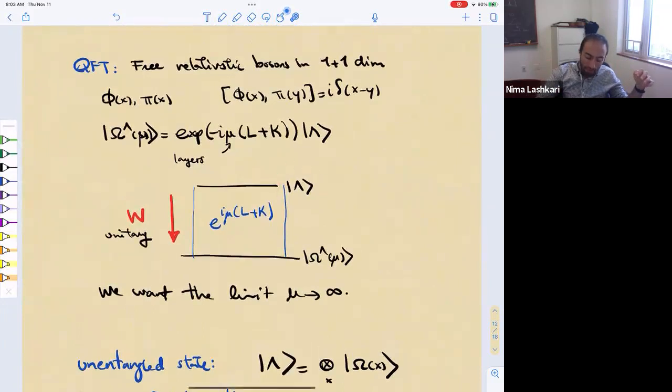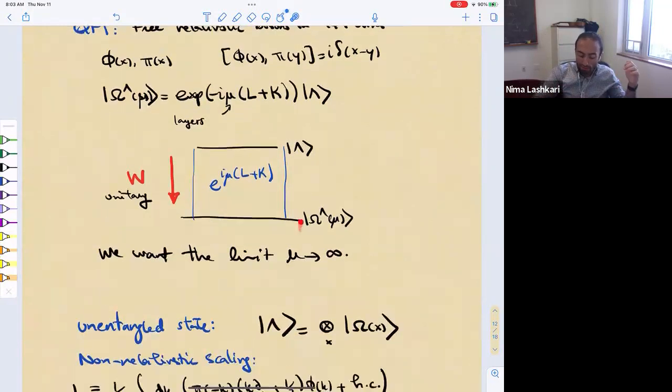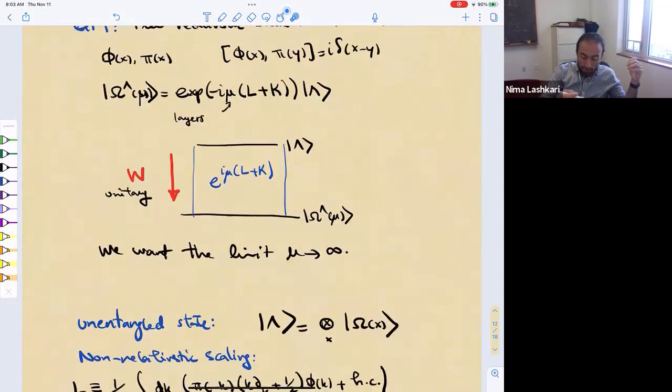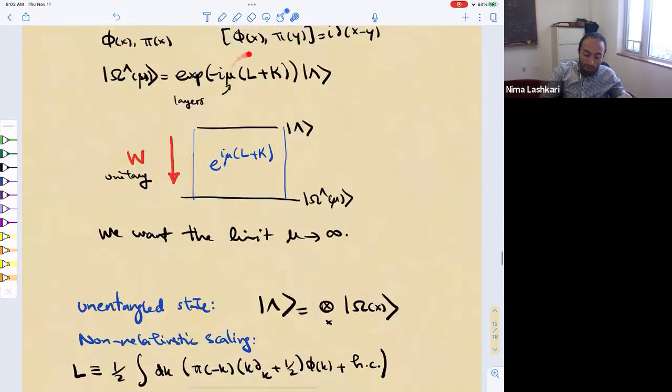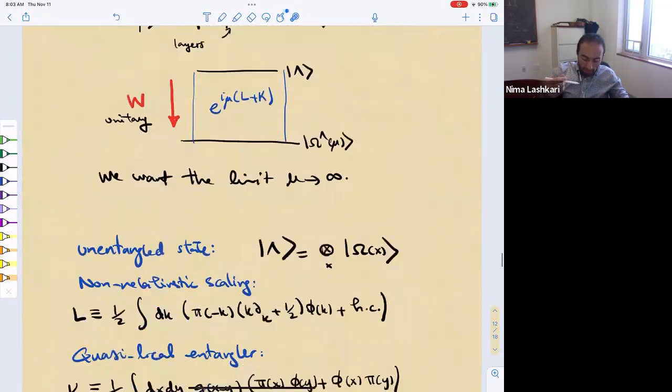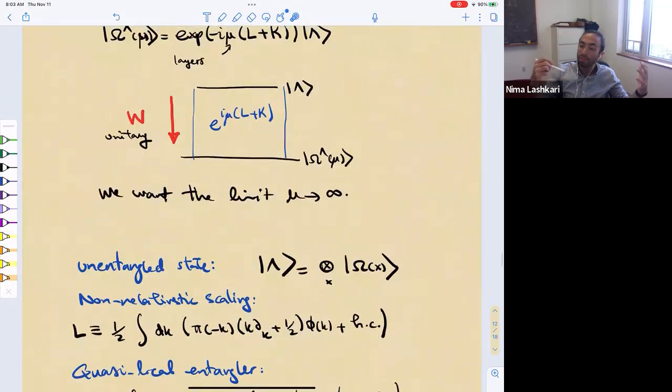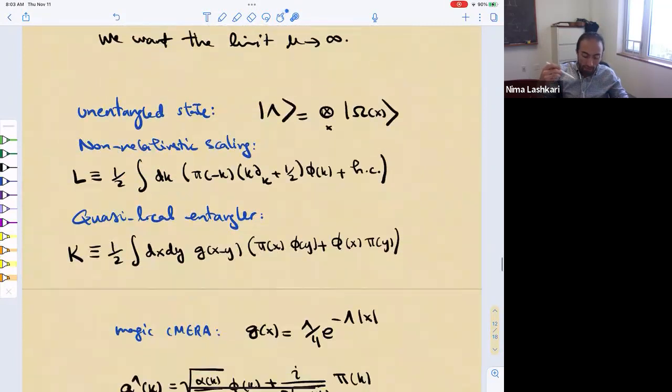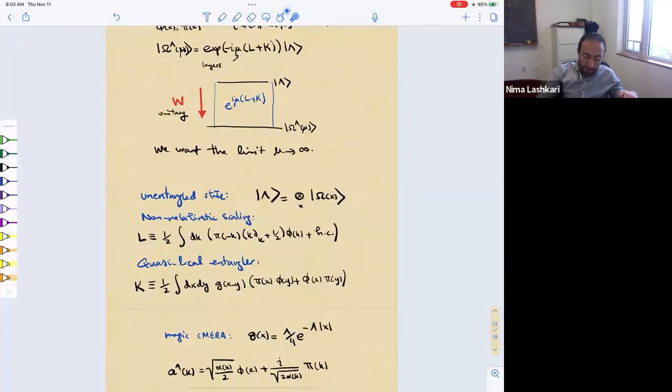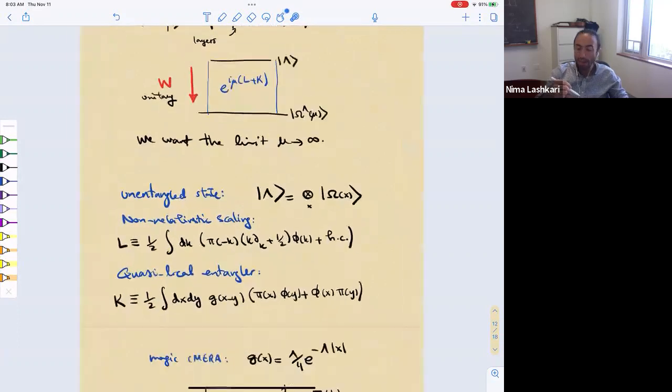We take this and we evolve it using this unitary that is supposed to do for us what these isometric encodings did, like successive isometric encodings and states of different scale. The operator that we're evolving with is the analog of that isometric embedding. Here, as opposed to the previous case where it was an isometry, this is going to be a unitary, and there will be two elements to it. There will be L, which is a non-relativistic scaling operator, and then there will be quasi-local entanglers.